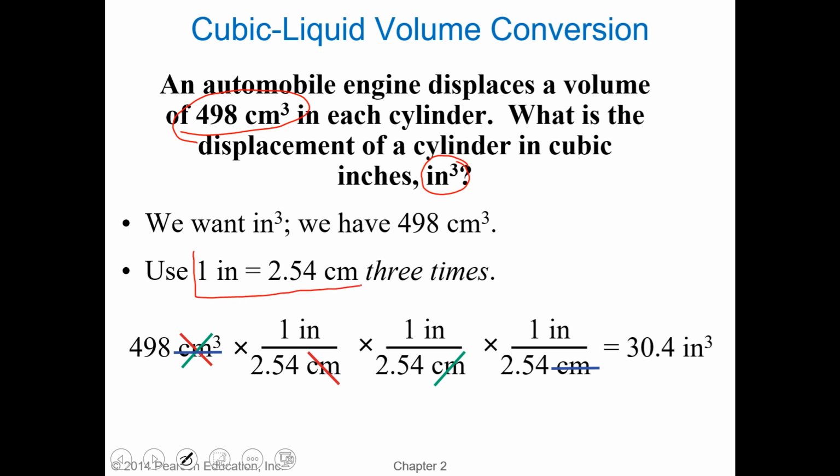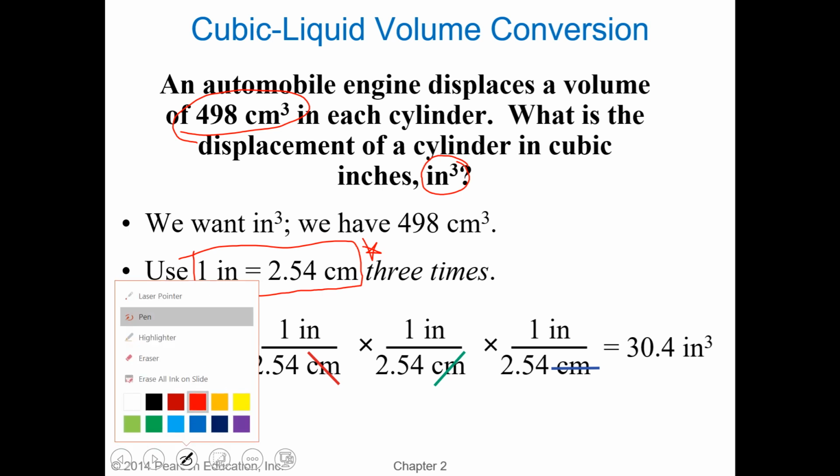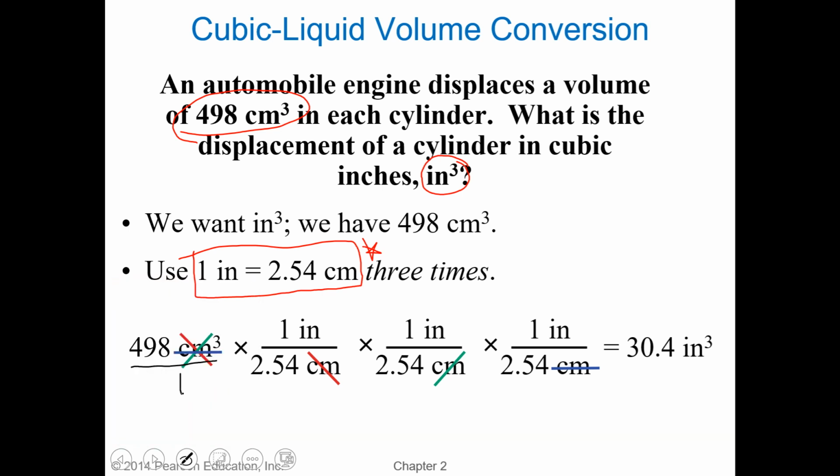1 inch equals 2.54 centimeters. We know that to be true. So if I'm going to convert cubic centimeters, I'm still going to use this, but I have to do it 3 times. If you'll notice here with the math, the very first time I multiply by my conversion factor, here's time 1, that only cancels with 1 of the cubic centimeters.